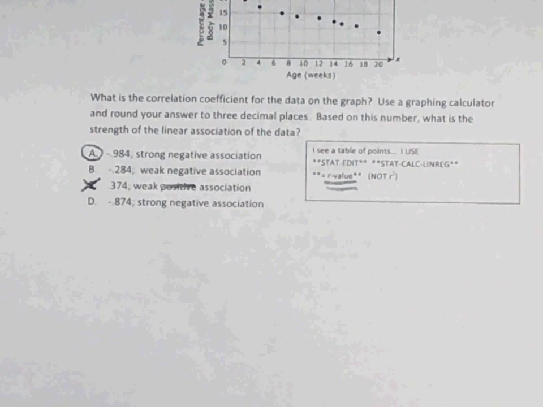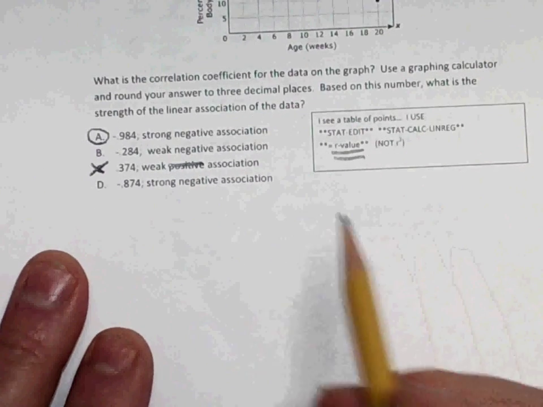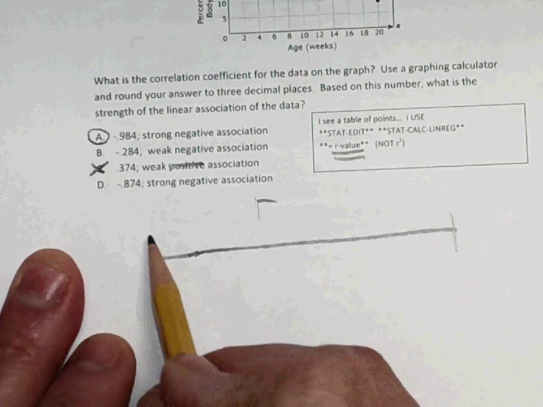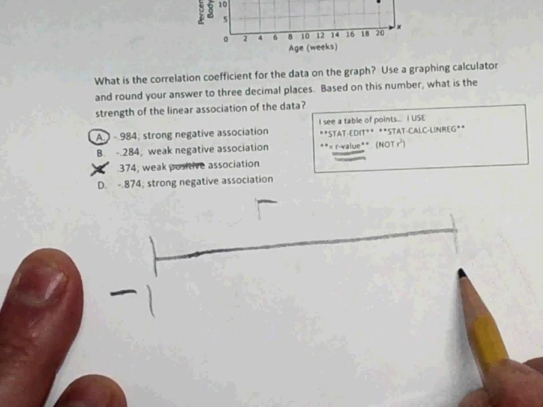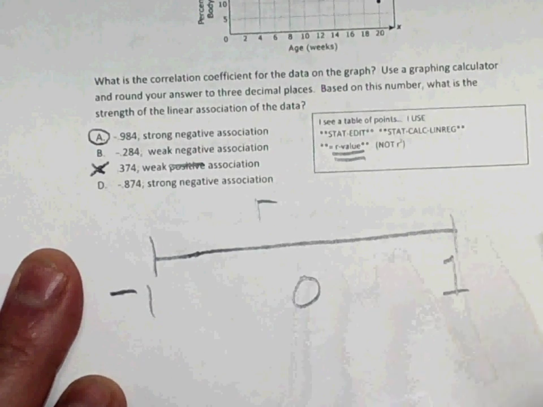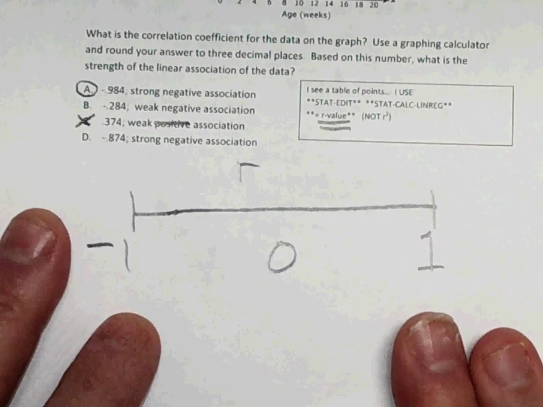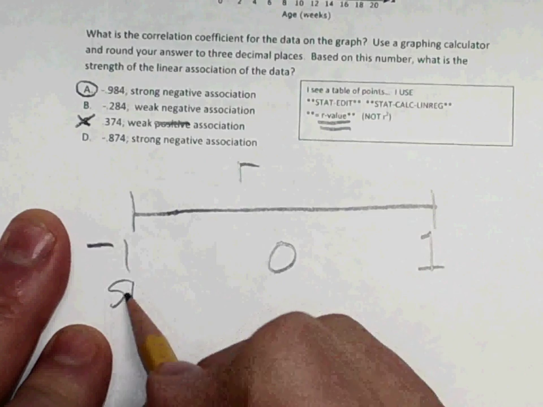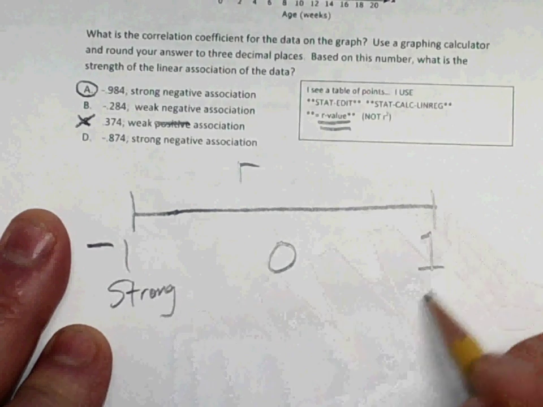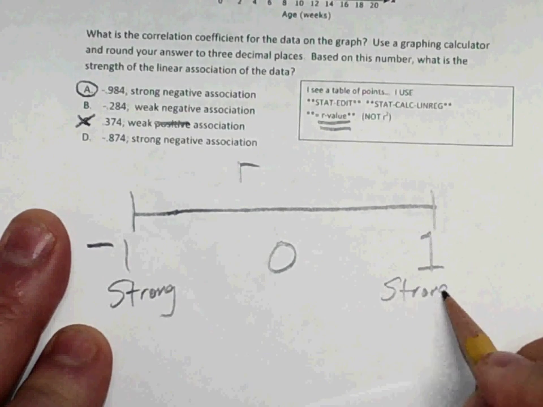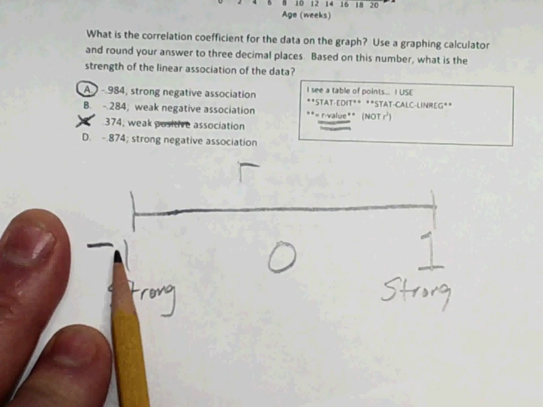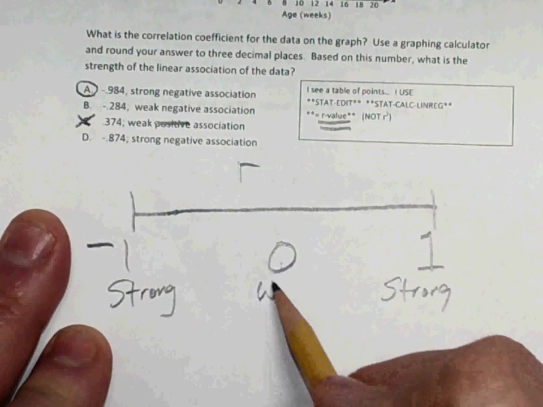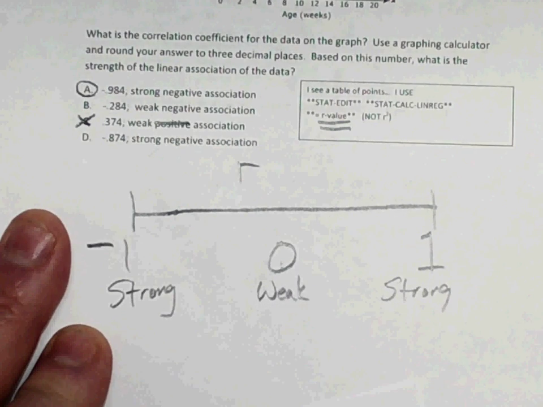Okay? So in associations, the R value is very limited. It goes from +1 to -1. If you're at either extreme, left or right, it's considered strong. The closer you are to either the -1 or the +1, the stronger it is. The closer you are to 0 means that it's weak.